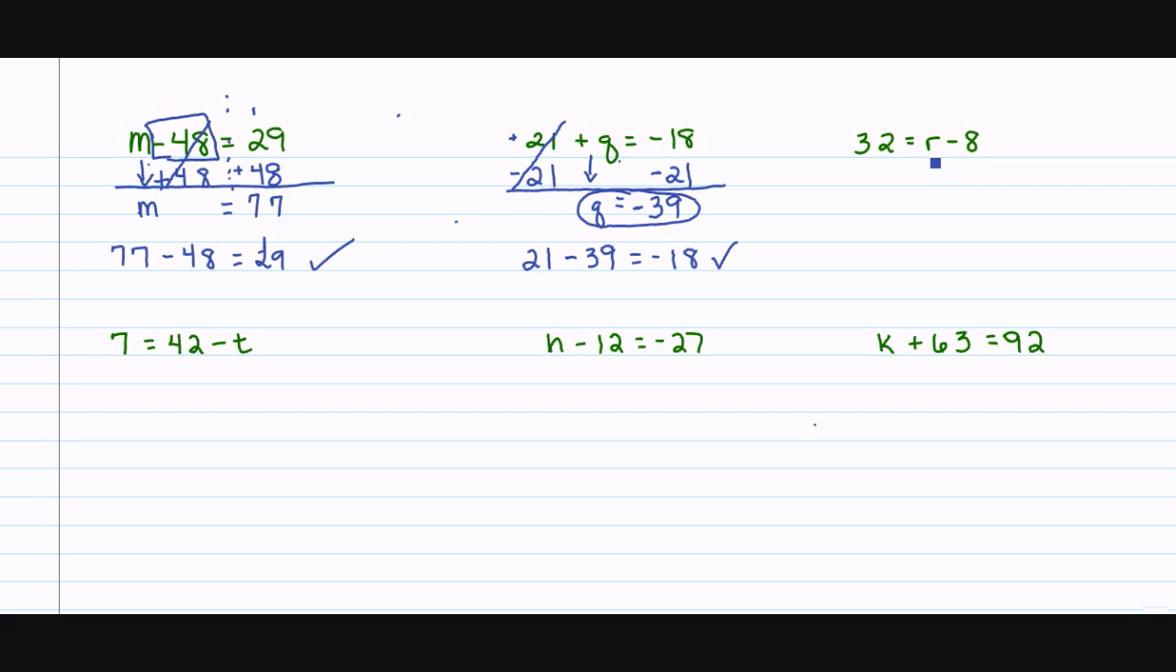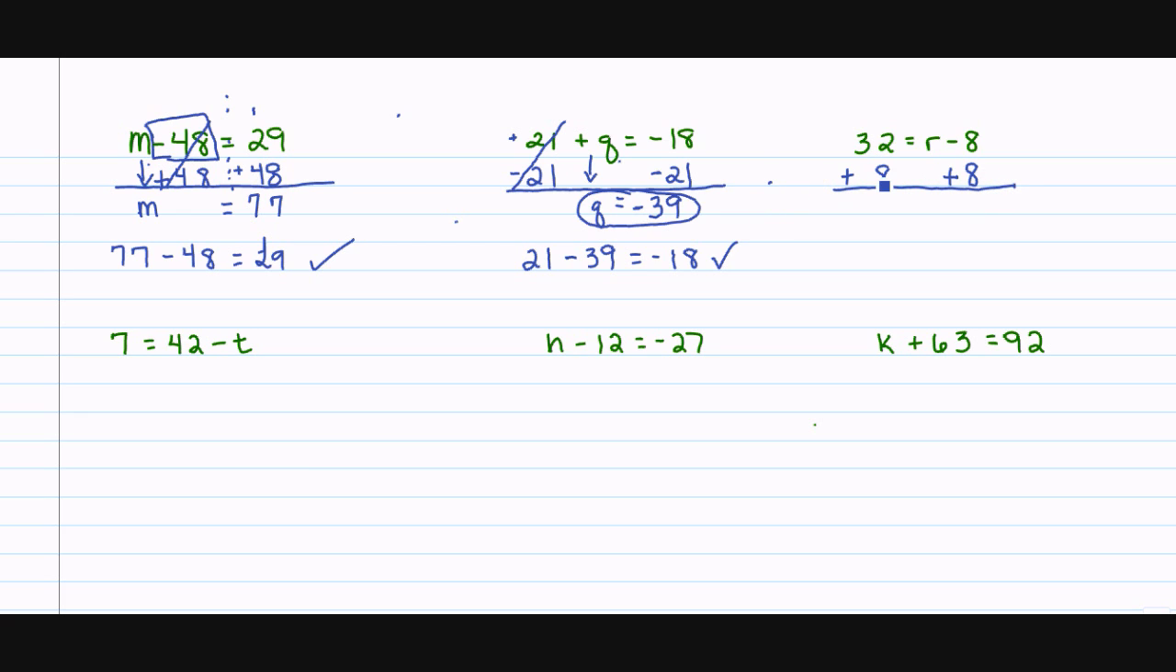I want to isolate my r. That means I want my r to be all by itself. Well, right now it's connected to a negative 8. I need to move the negative 8 over to the other side. I need to get rid of it over here, so I need to balance out my equation. In order to do that, I have to add. The opposite of negative 8 is a positive 8. And what I do to one side of the equation, I do to the other side of the equation.